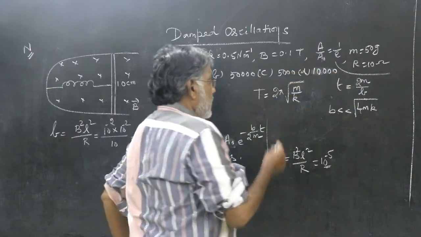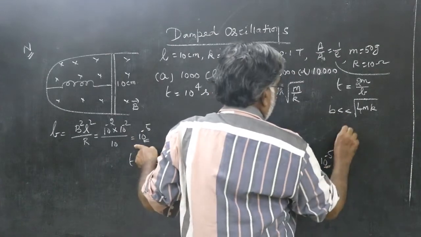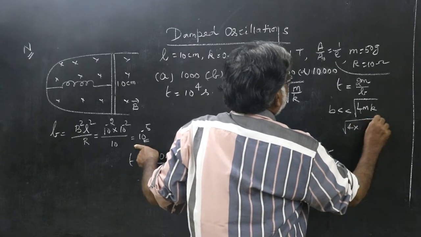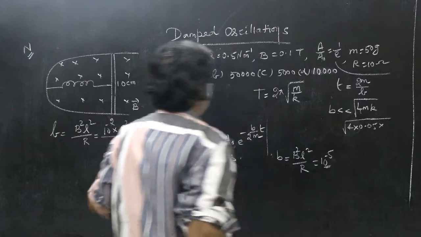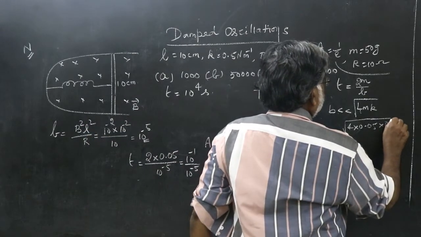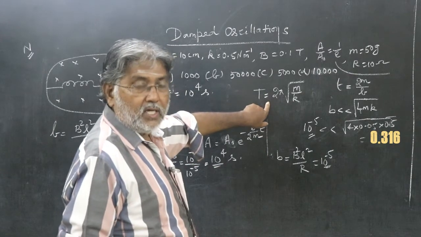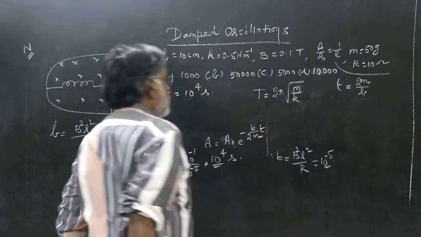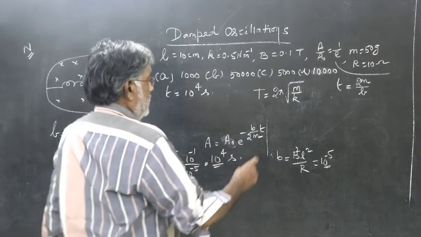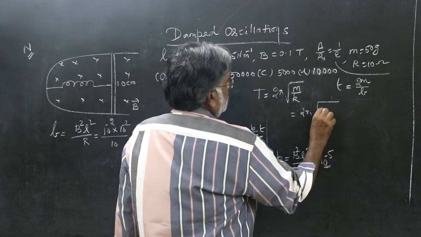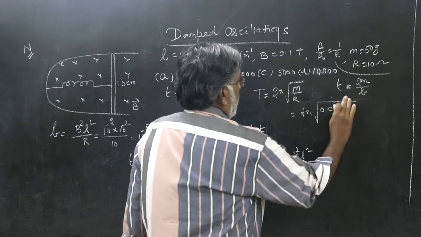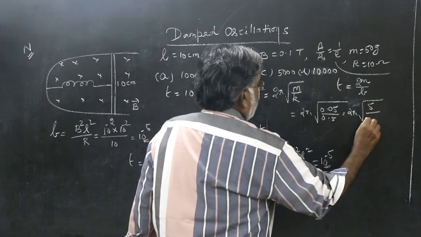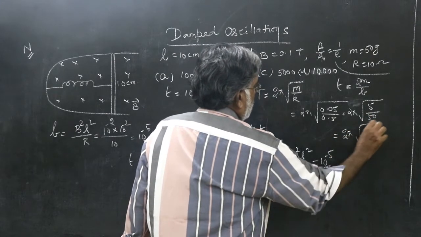So how do you verify this? We already found the value of b, 10 to the power of minus 5. Now find out root 4 mk. 4, what is m? 0.05. What is k? 0.5. So this formula for the time period of damped oscillation is justified because the condition is satisfied. T equal to 2 pi, m 0.05, k, how much? 0.5. 2 pi root 5 by 50, 2 pi root 1 by 10.